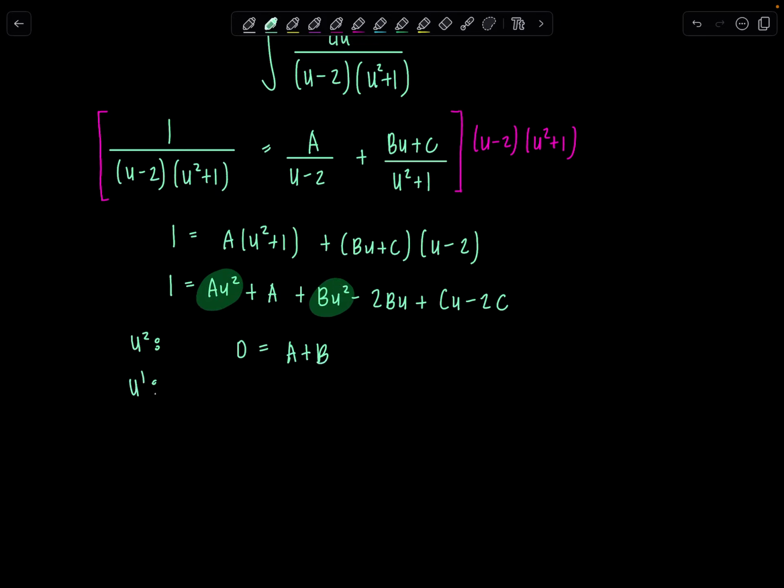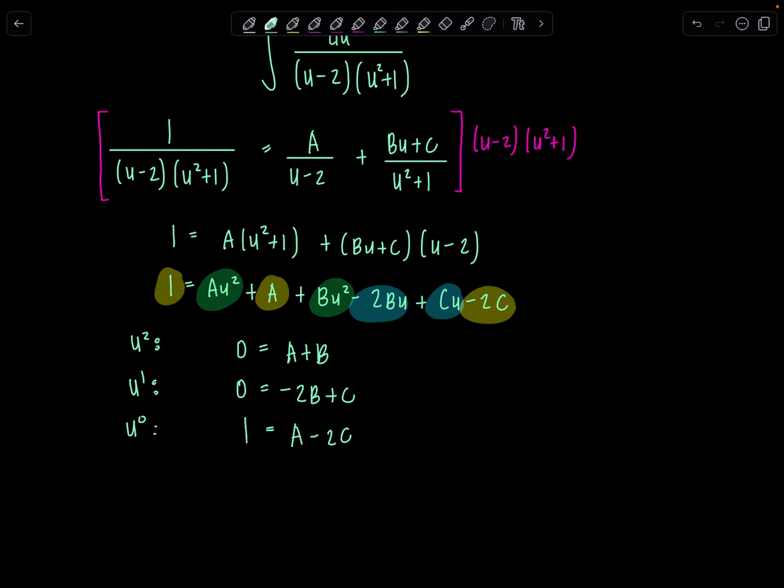And then u to the first, again, I don't see any on the left, so 0 has to equal negative 2b plus c. And then our constant term, or u to the 0 power, okay, we got one of those, so 1 has to equal a minus 2c. Okay, so we're going to have to play around, do some substitution, because nothing's going to cancel out nicely. Let's see here. So a is equal to negative b. Let me go ahead and substitute that into this bottom equation here. So I have 1 equals negative b minus 2c.